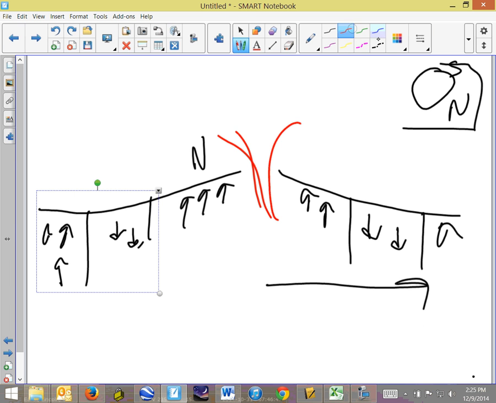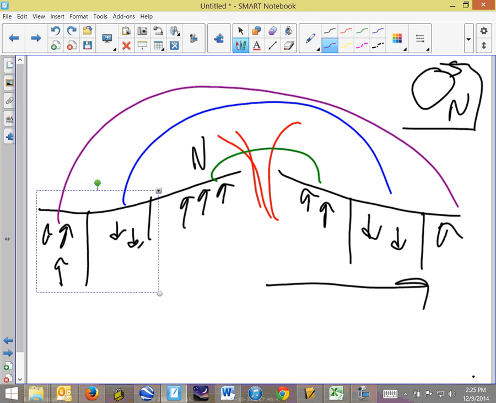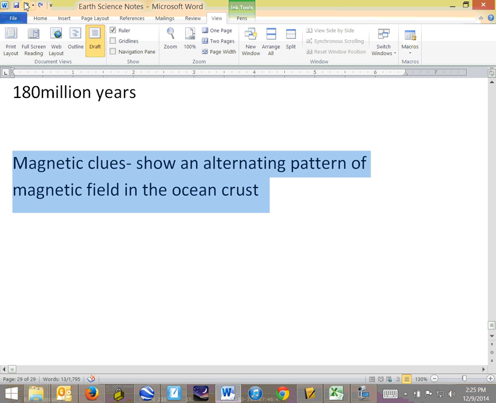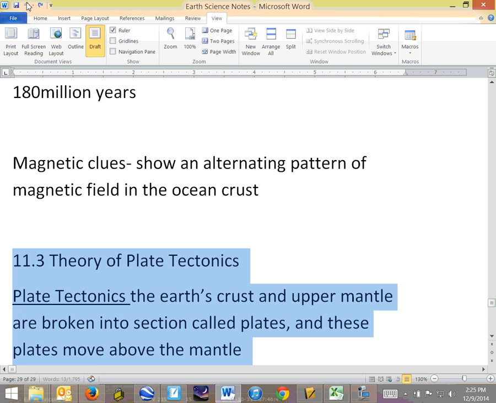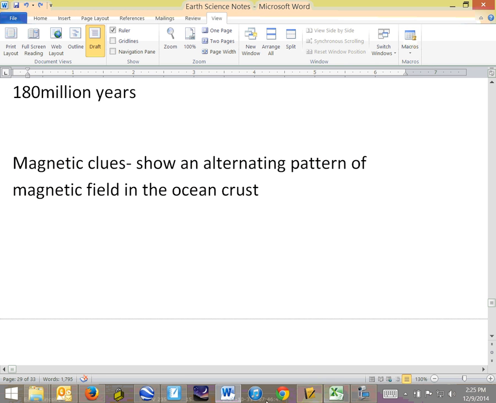These pairs, these are from the same set, right? Just like these are from the same set, and these are from the same set, okay? So in this case, north was up. In this case, north was down. In this case, north was up again. Okay, so these alternating magnetic clues do a good job of showing how seafloor spreading is probably something that occurred.